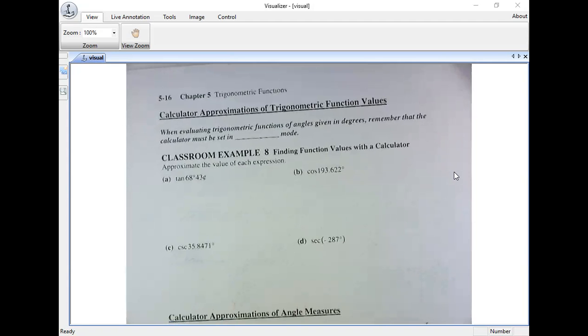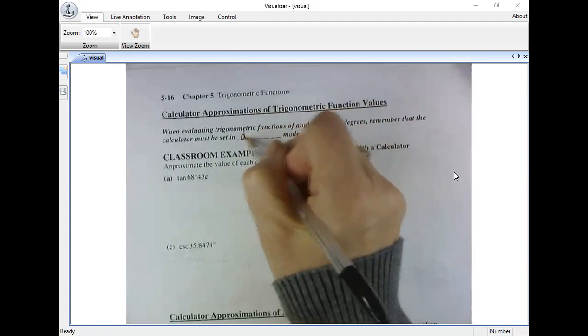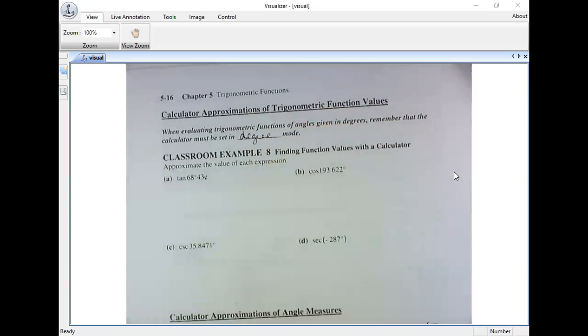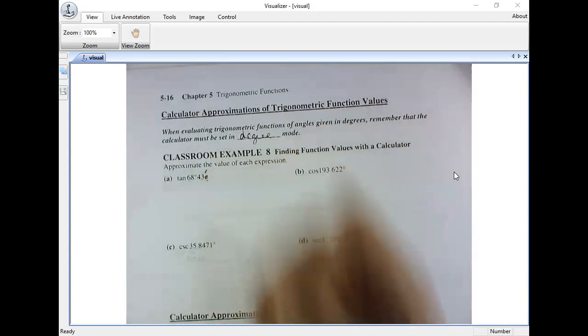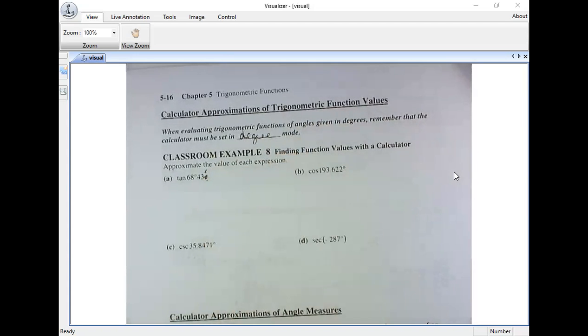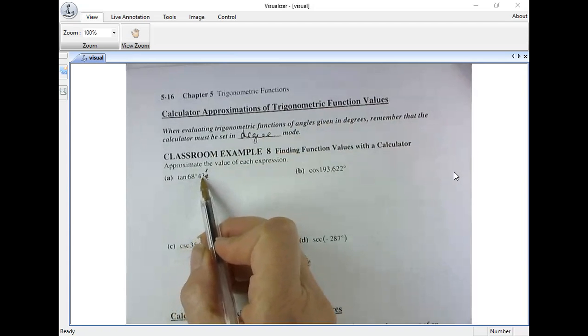Part of the time you've got to show me you know how to do it without the calculator. So we have to make sure that we are set in degree mode if our angles are given to us in degrees, and that's all we're going to work with right now. I have no idea why this little cent sign is here. It should be minutes. Okay, remember how we talked about you can divide degrees into smaller sections? So this is 68 degrees, 53 minutes.